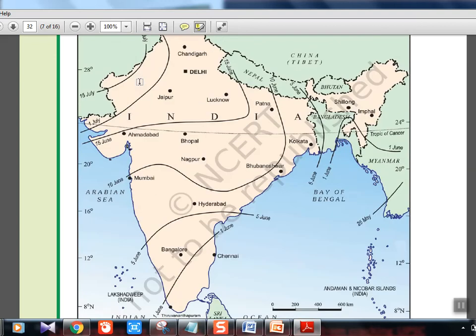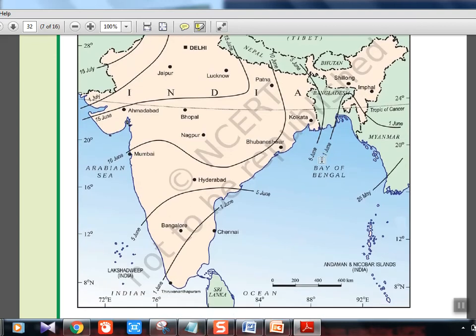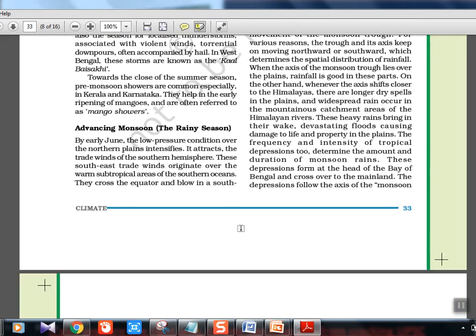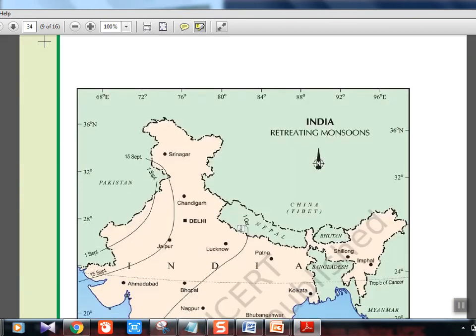Now again retreating also. Here if you see the east, same like western coast, it is affecting the same date, 1st June, 5th June, because the wind split into two and then it is reaching at the same time. Okay, so that is why heavy rainfalls in western coast and northeast. Now I think one more picture will be there. We'll see the picture first and then read the text. This is the picture of the retreating monsoon.